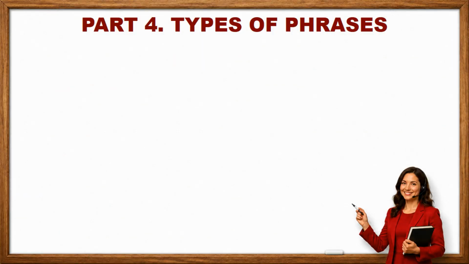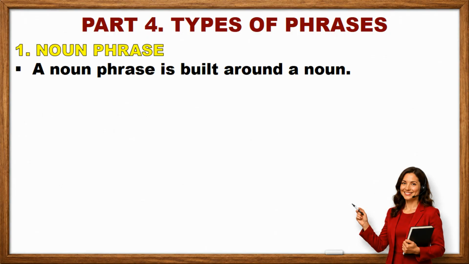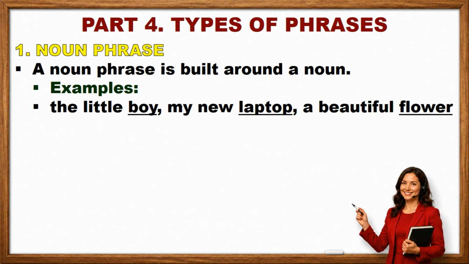Part 4. Types of phrases. There are many kinds of phrases. Let's look at the most common ones. 1. Noun phrase. A noun phrase is built around a noun. Examples: the little boy, my new laptop, a beautiful flower, etc. The main word is the noun.